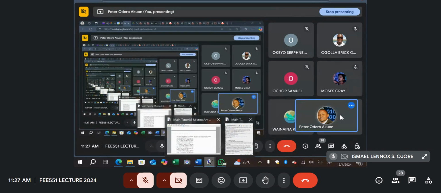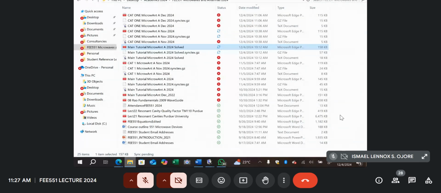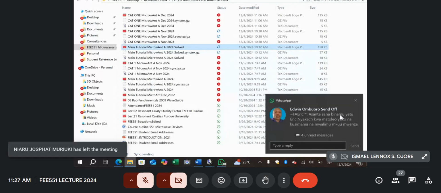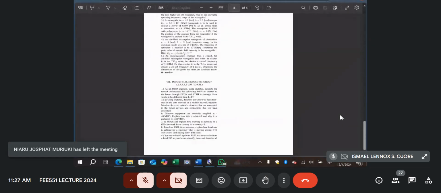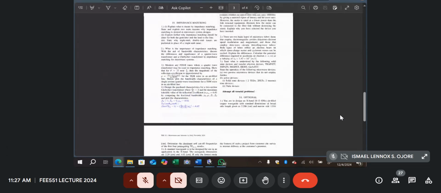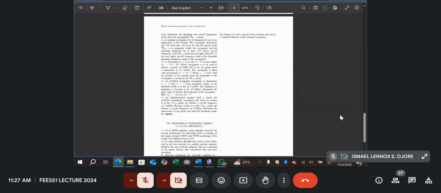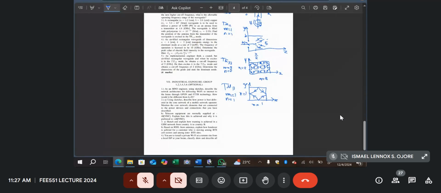I've lost my document. Was it here? Not that. This is the document I was working with. It looks like I didn't save it. You see this one? Okay.